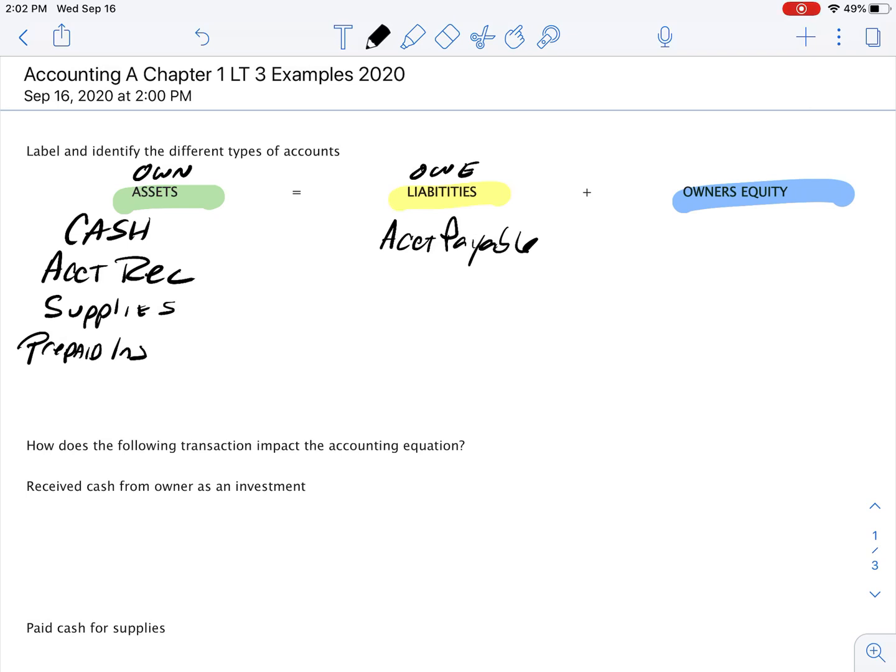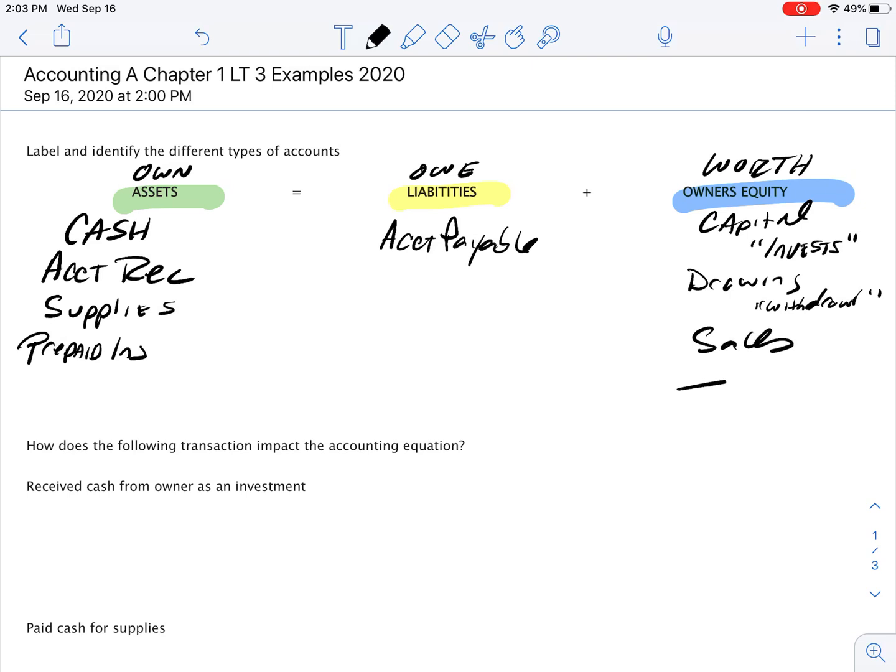Next, we get into our owner's equity account, and this is what makes us what we're worth. In our owner's equity account, there are four major categories. The first one is capital, and that's when an owner invests in the business. Then there's drawing, and that's when the owner takes out the money that they've invested or maybe have earned, when they withdraw from it. Other things that make us worth more or less are sales and expenses. Sales makes us worth more.